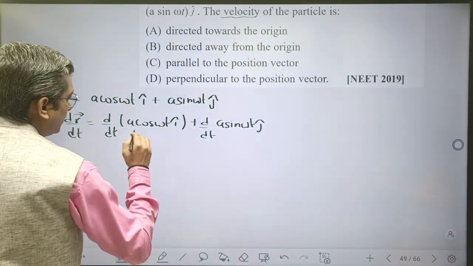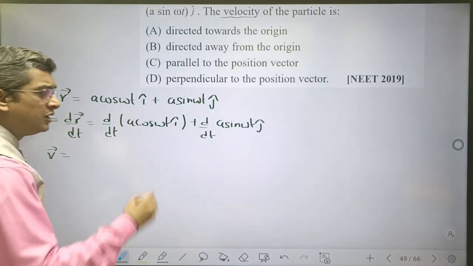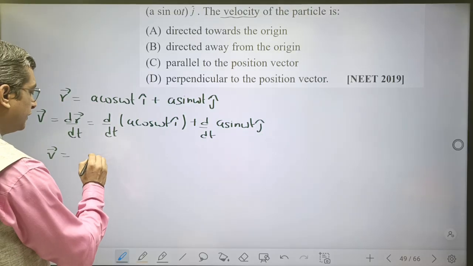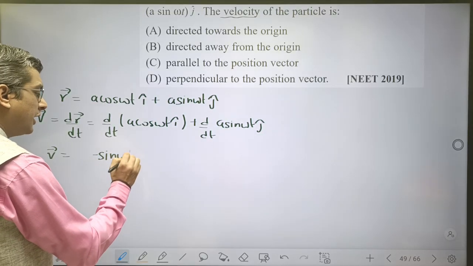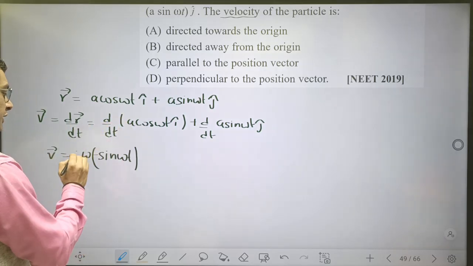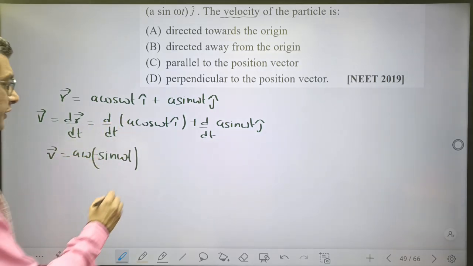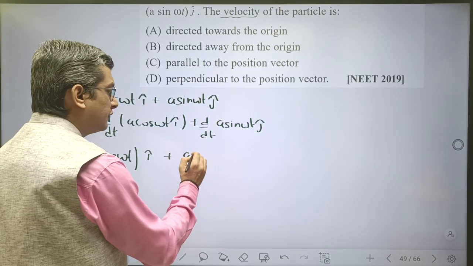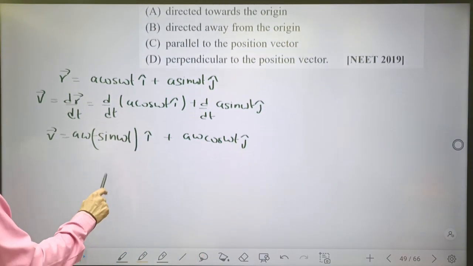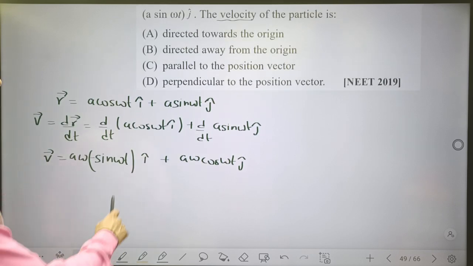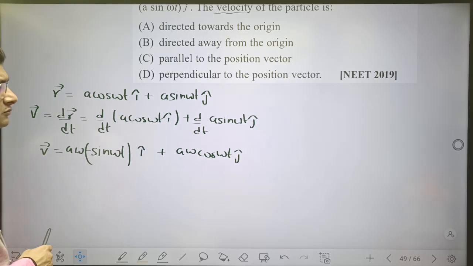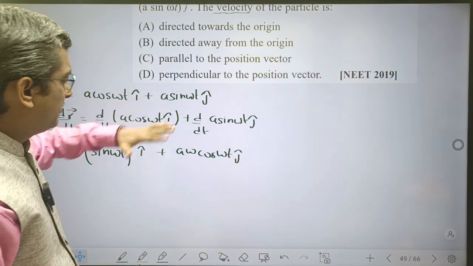Here it is a cos function, and inside the cos function there is a linear function, that is omega t, isn't it? So first we differentiate this cos function, we will get minus of sin omega t, and then we will differentiate this omega t, then we will get omega, and here it is a. So this will be minus a omega sin omega t i cap plus a omega cos omega t j cap, isn't it? So this is the formula of velocity, and we have to comment on the velocity of the vector. Now these are the options.